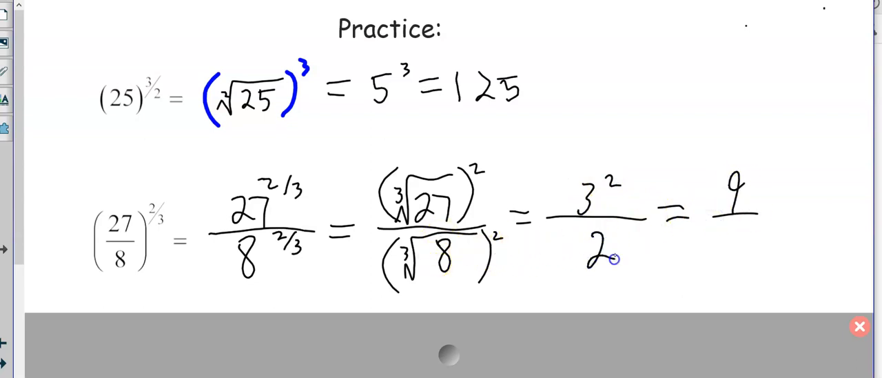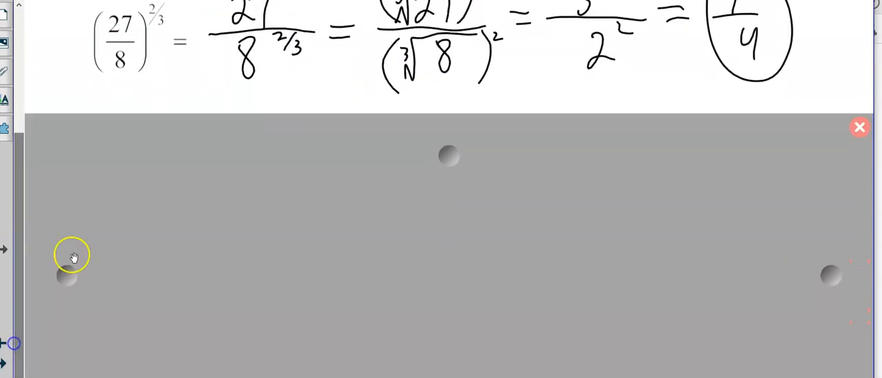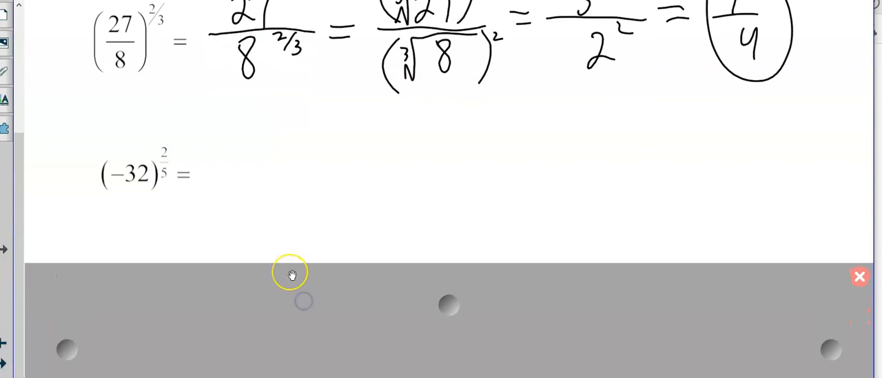And cube root of 8 is 2. 2 squared is 4. So 9/4. Didn't even need a calculator. We can handle it, right? Ooh, this gets a little tougher.